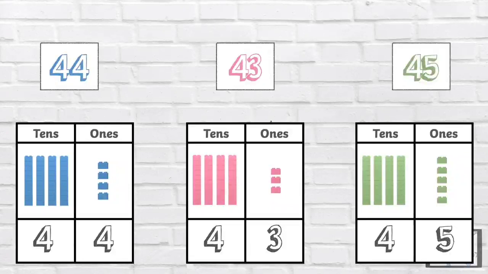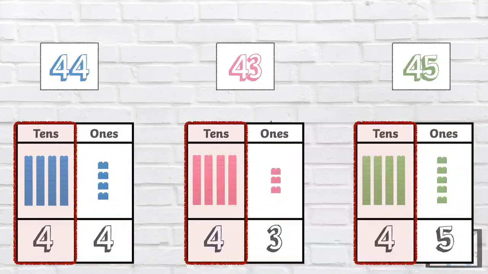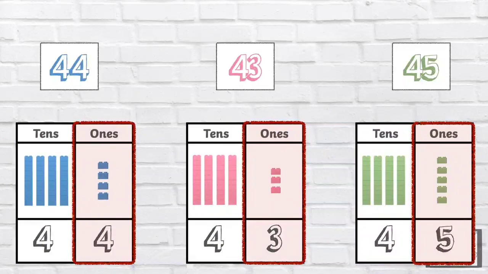Now we can compare them. Remember, when we compare numbers, we look at the tens digit first. But all of these numbers have 4 tens. So now we can look at the ones. The group with the least amount of ones is the pink group with 3 ones. And the group with the most amount of ones is the green group with 5 ones.